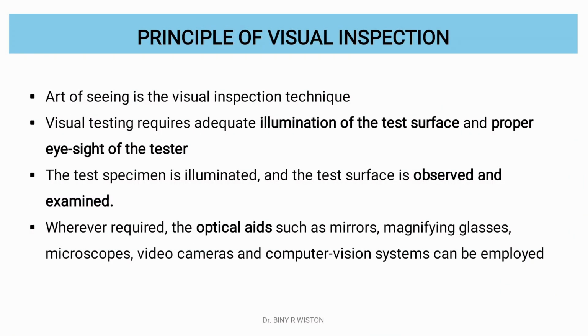The principle of visual inspection is seeing is believing, and the art of seeing is the visual inspection technique. Visual testing requires adequate illumination of the test surface and proper eyesight of the tester. The test component is illuminated and the surface of the test is observed and examined. Wherever required, optical aids such as mirrors, magnifying glasses, microscopes, video cameras and computer vision systems can be employed.